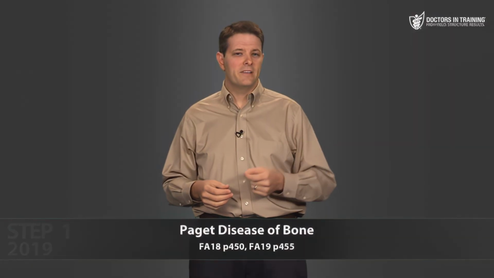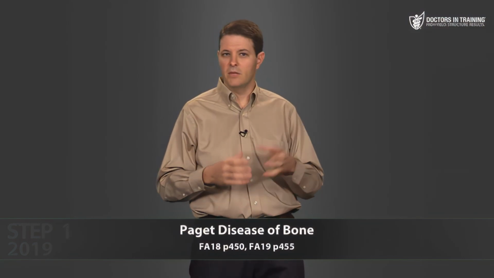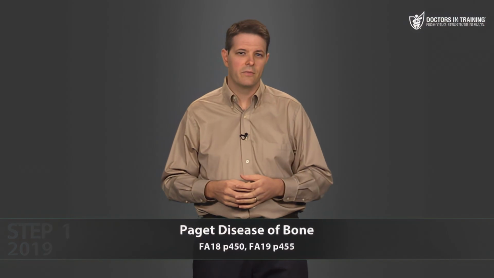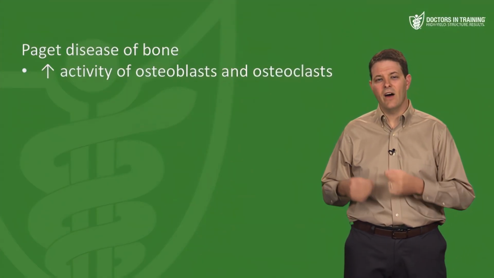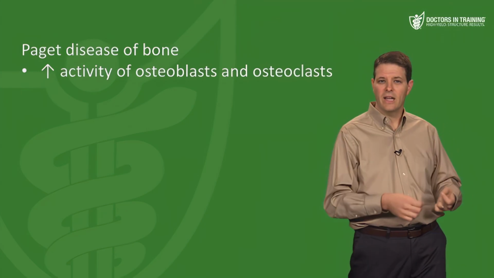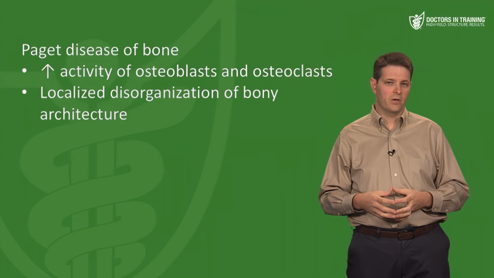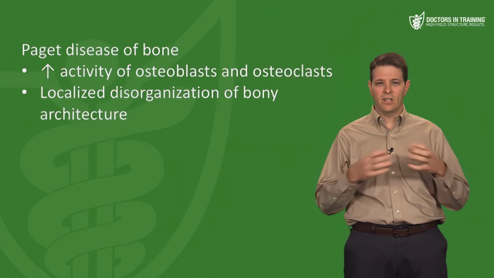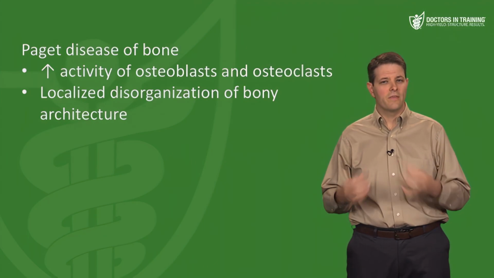Let's move on to Paget disease of the bone, which is completely unrelated to Paget disease of the breast. Same Dr. Paget, two different diseases. Paget disease of the bone is a disease in which there's increased activity of osteoblasts and osteoclasts, and this leads to localized disorganization of the bony architecture. So the osteoblasts and osteoclasts are out of harmony, and this causes localized bone lesions throughout the skeleton.